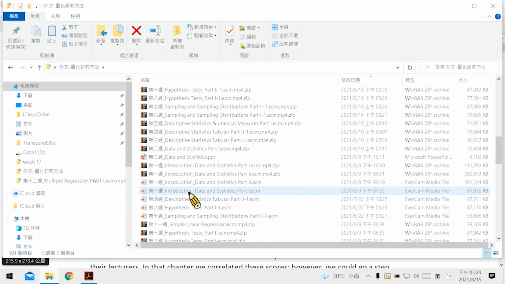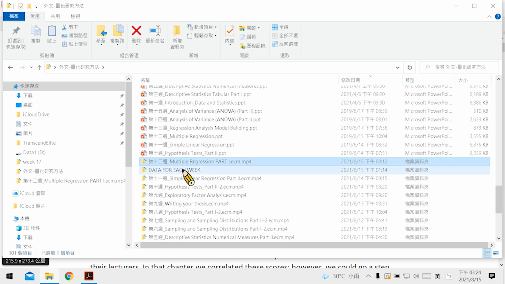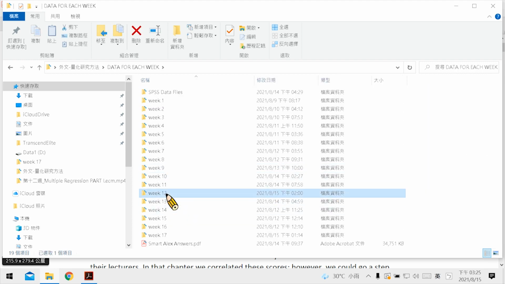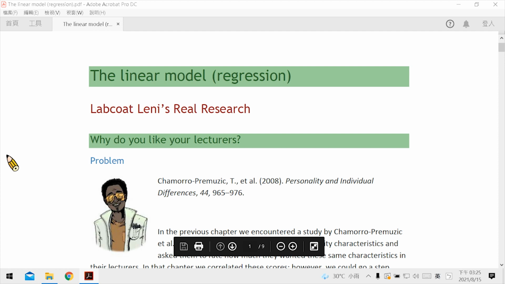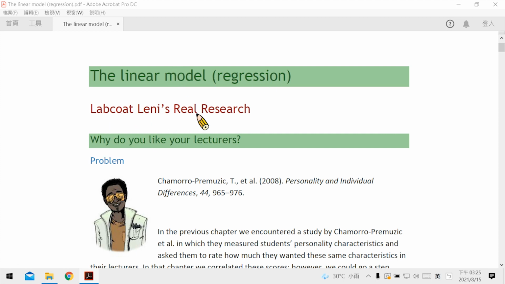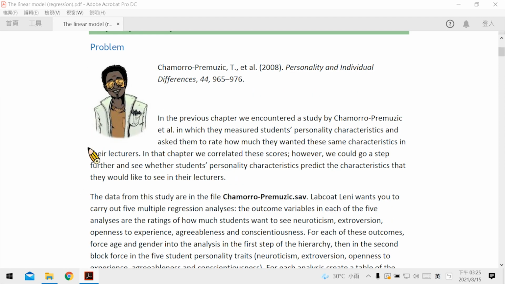You go to the file, and in week 12 you can see the linear model regression PDF file. Okay, so let's open the file. The title is Linear Model Regression, and this is real research. The first problem is from a journal article on personality and individual differences.